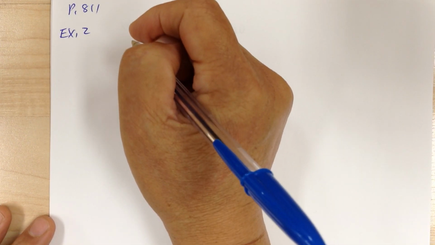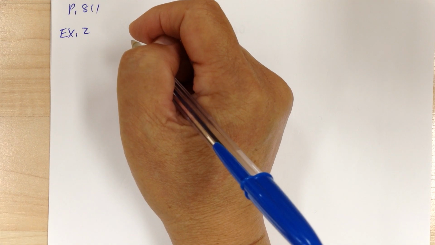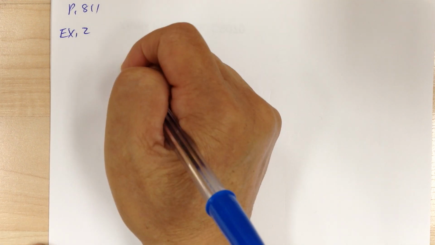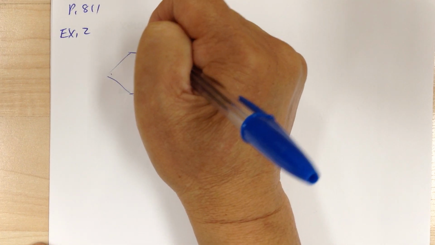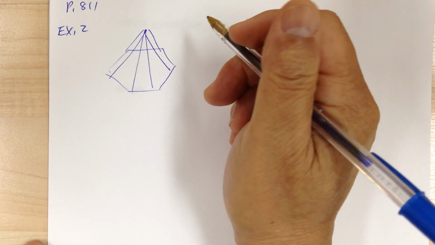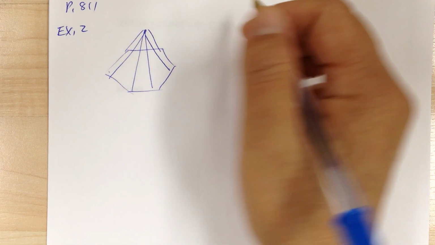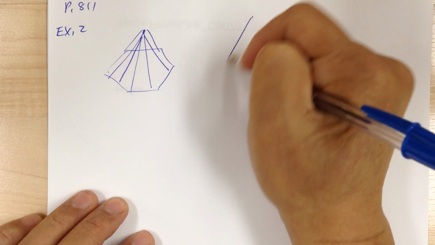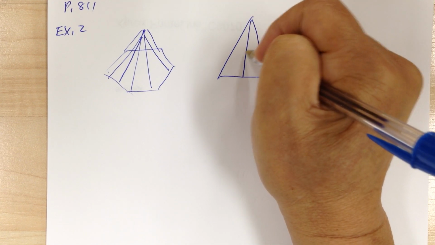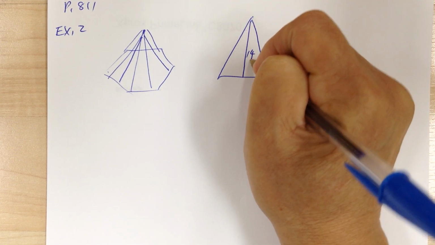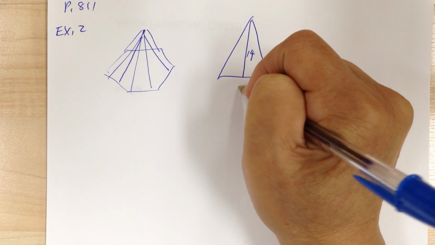Find the surface area of a pyramid. It says find the surface area of a regular hexagonal pyramid. So you've got a hexagon, and if you look at this face right over here, I'm going to turn the triangle this way. It tells you that this is 14 feet and the base is 10 feet.